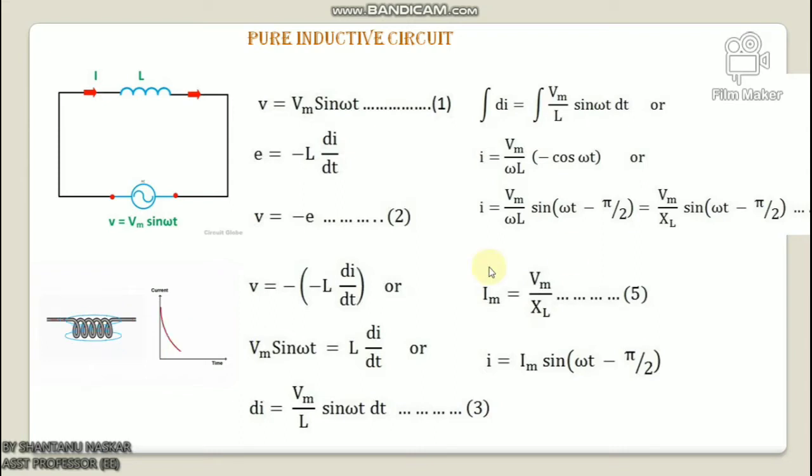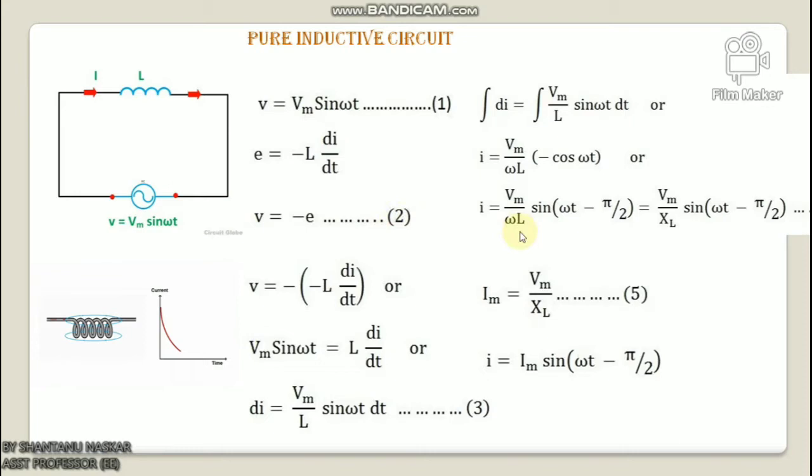Okay, now let us explain the derivation for the inductive circuit. Just consider this circuit here, and let the alternating voltage applied to the circuit be given by V equals Vm sin omega t. As a result, an alternating current I flows through the inductance, which induces an EMF in it. The equation is E equals minus L di by dt. The EMF induced in the circuit is equal and opposite to the applied voltage. Hence the equation becomes V equals minus E, this is number 2.